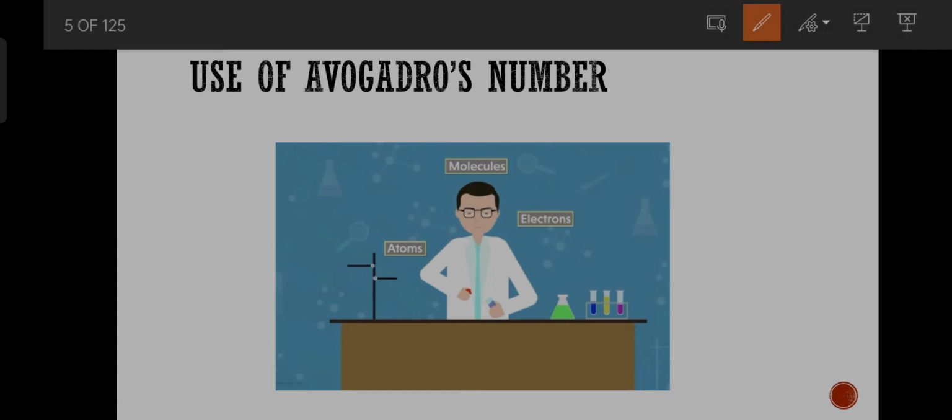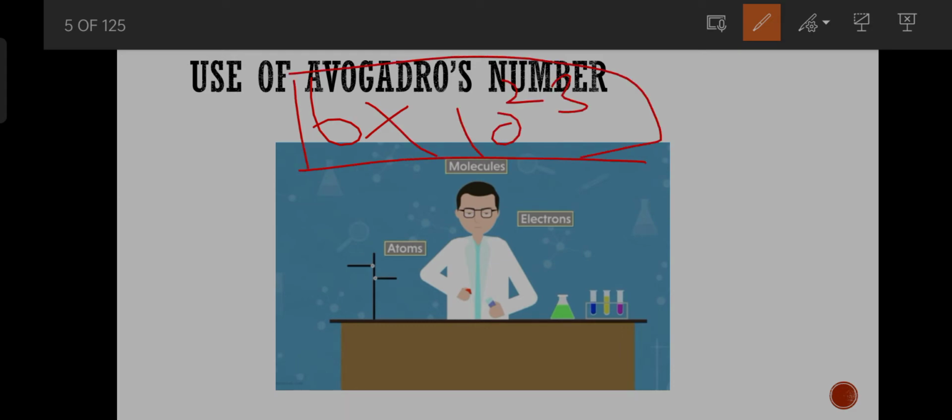Use of Avogadro's number. The value that we have discussed before, 6 multiply. This value is called Avogadro's number. In real life, if you want to use the Avogadro's number, it's a bit weird. So mostly a chemist, when dealing with atoms, molecules, or any number of particles, we use the Avogadro's number. Because in real life, the value is very high.